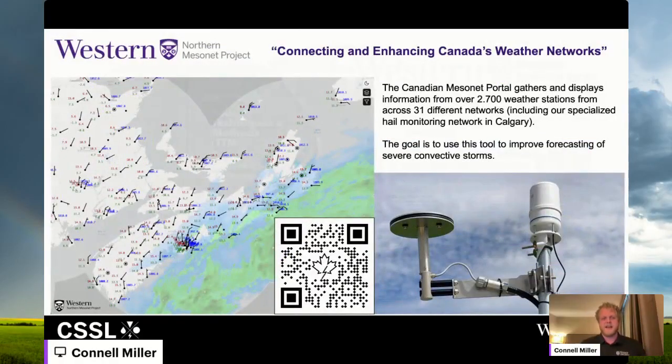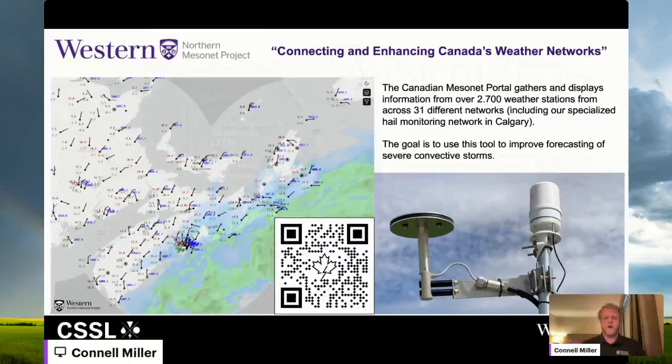But what I will say about it is our goal to connect and enhance Canada's weather network. We're doing this in two ways, one of them being the Canadian Mesonet portal. This is a completely free website that we're using to track surface weather stations and data from those stations, with the hope of better nowcasting and better detection of these severe convective storms. The QR code on the screen will bring you straight to the website, so if you're interested in checking that out, you can feel free to do so.